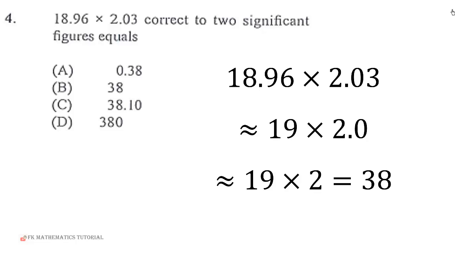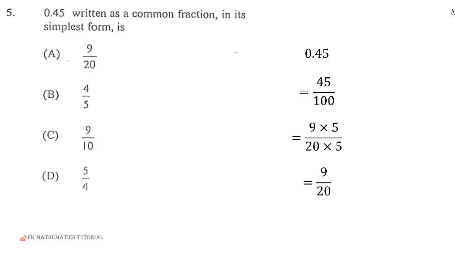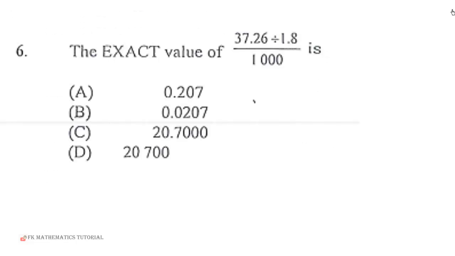Question number 5. 0.45 written as a common fraction in its simplest form is. So 0.45 is the same as 45 over 100, and that simplifies to 9 over 20. So the correct answer is A.